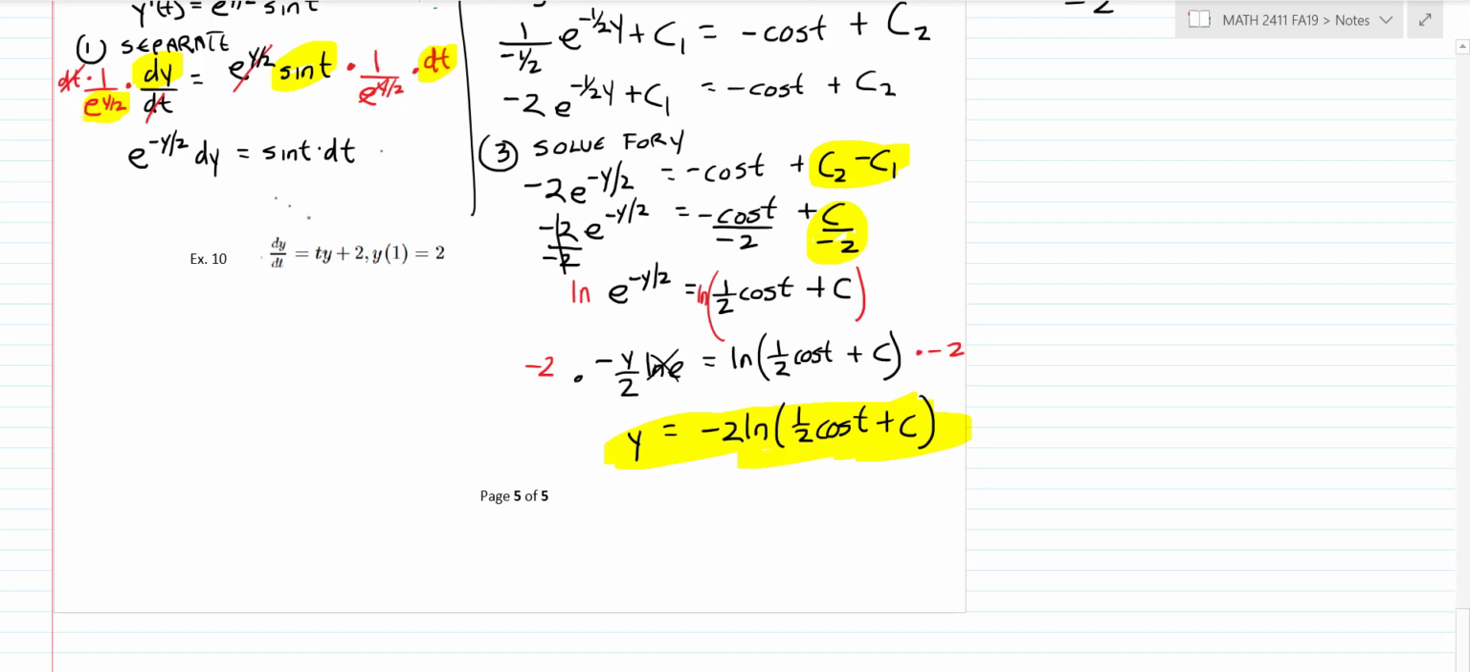Okay, all right, so the last one. Now this one, let's see what we got going on here. We have dy over dt equals ty plus 2. Okay, so what we've got to do is figure out a way to separate the variables. Okay, well this is a little weird on this one. If I started off by multiplying both sides by dt, I would end up getting dy equals ty dt plus 2 dt. Well, so we're starting to run into a problem here.